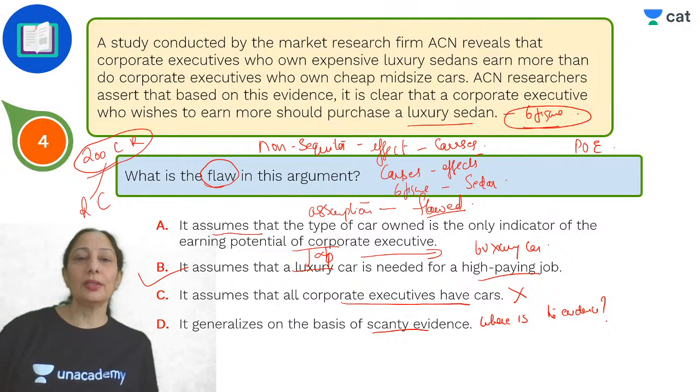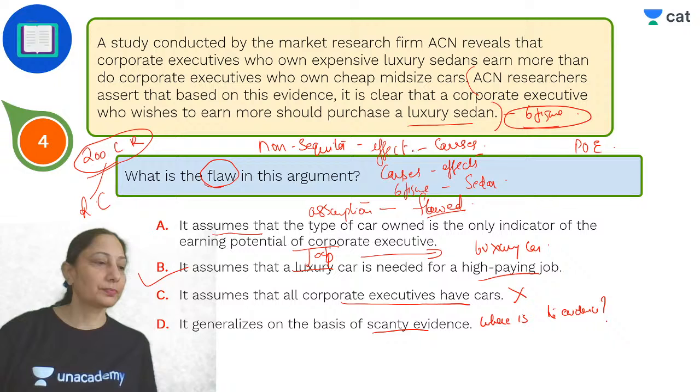Now this is saying it assumes that corporate executives have cars. That is not the conclusion he is arriving at, right? We have to look at the conclusion and we have to find the flaw in the conclusion. Yes, Milind, not opposite. You have to say what is wrong with the flaws.